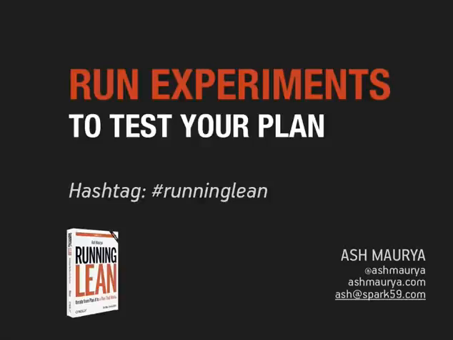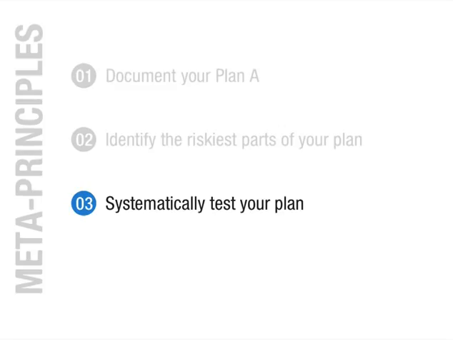As a quick recap, by now you should have documented your initial plan A and identified a handful of top risk items to tackle. This brings us to the final and most important meta principle, using experiments to systematically test your plan. Running experiments is the key activity in a lean startup, but running effective experiments takes discipline and is actually quite hard to do. In this video, I'm going to walk you through some ground rules for doing just that.